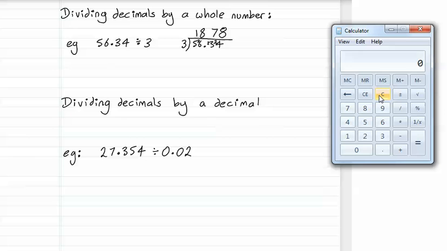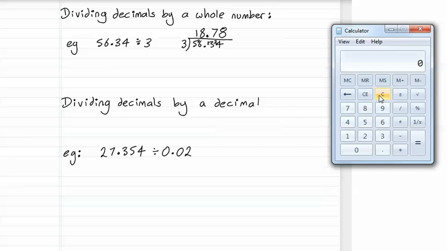Now the answer obviously isn't 1878. The decimal point goes exactly above the decimal point in the question. And if you're afraid that you're going to forget it, stop and put it in, even at the start if you'd like. So just divide as you would normally and keep those decimal points aligned.